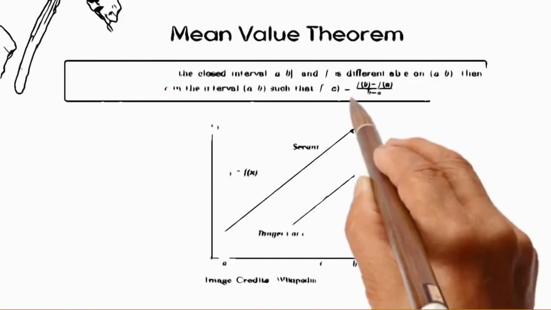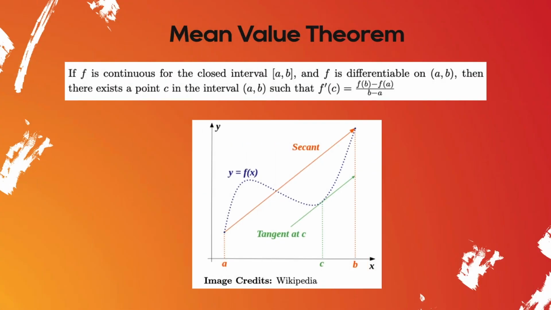Now Unit 5 starts with the mean value theorem. The mean value theorem says that if we have a function f that is continuous for the closed interval from a to b and it's differentiable for the open interval from a to b, then there exists a point c in the interval from a to b such that f prime of c equals f of b minus f of a divided by b minus a.